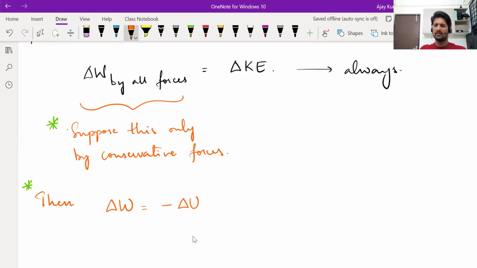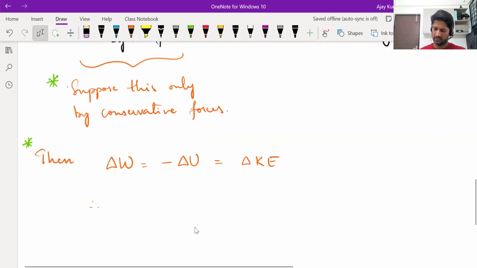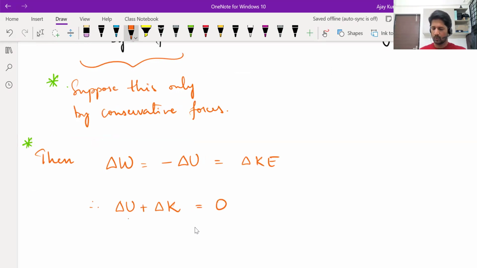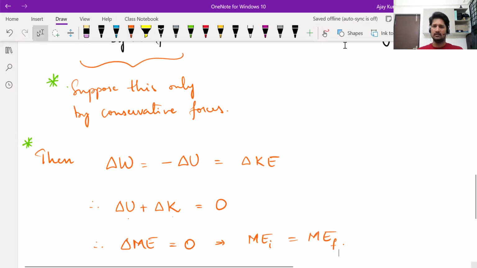Now, if all the work is done only by conservative forces, then that work should be the negative of the change in potential energy. And work done is always equal to the change in kinetic energy. Therefore, sending the negative delta U to that side, delta U plus delta K, K meaning kinetic energy, becomes 0. Change in potential energy plus change in kinetic energy is the change in mechanical energy. That becomes 0. That means the initial mechanical energy of the system is equal to the final mechanical energy. This is what we call conservation of mechanical energy.